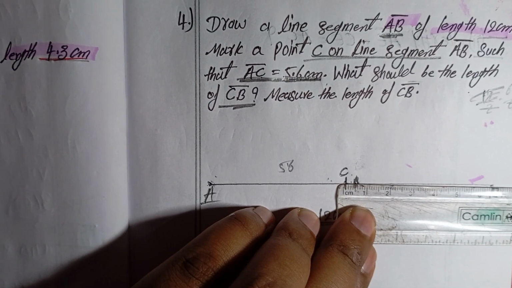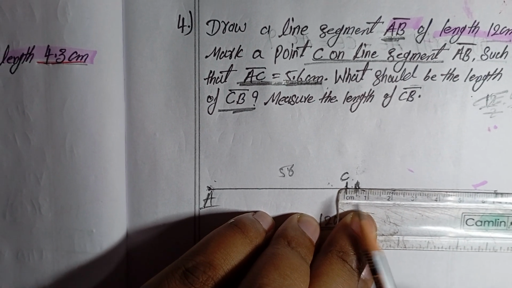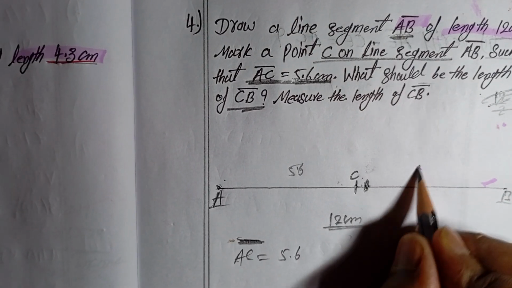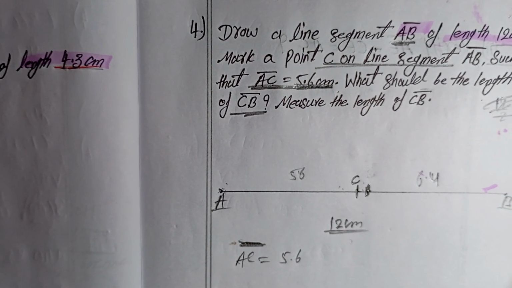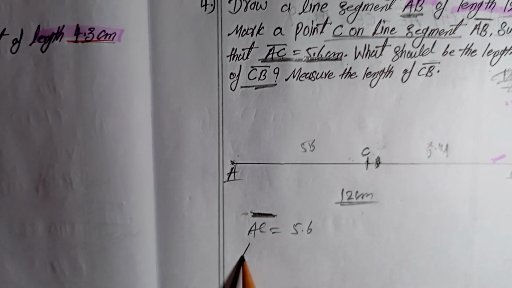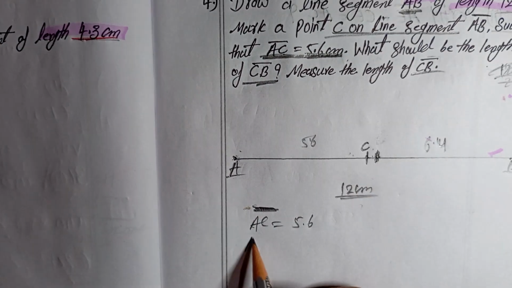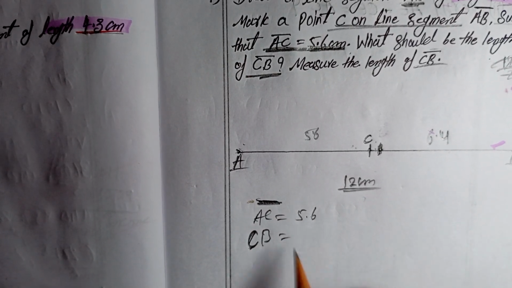It's going to be 6.4. If you count, it is going to be 6.4. So from here to here, it's going to be 6.4. How much? 6.4. So what is CB? CB is going to be 6.4.